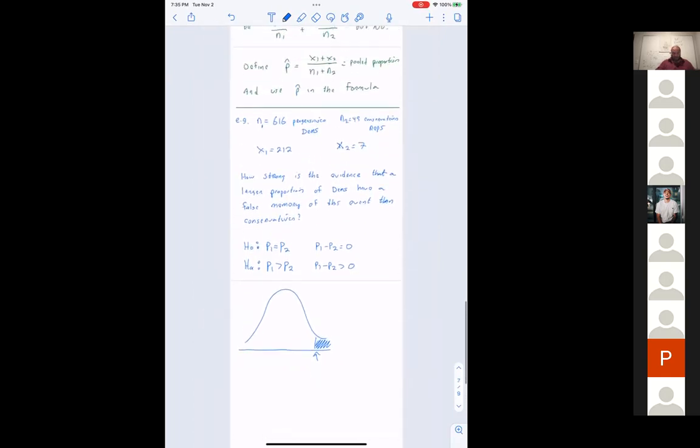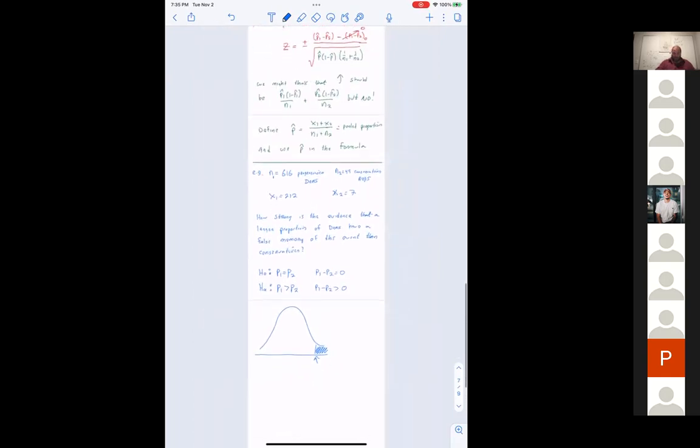So let's calculate our Z value, based upon that formula that I have at the top. First of all, is it going to be plus or minus? We're on the right side. Plus. It's the positive version because we're on the right side.